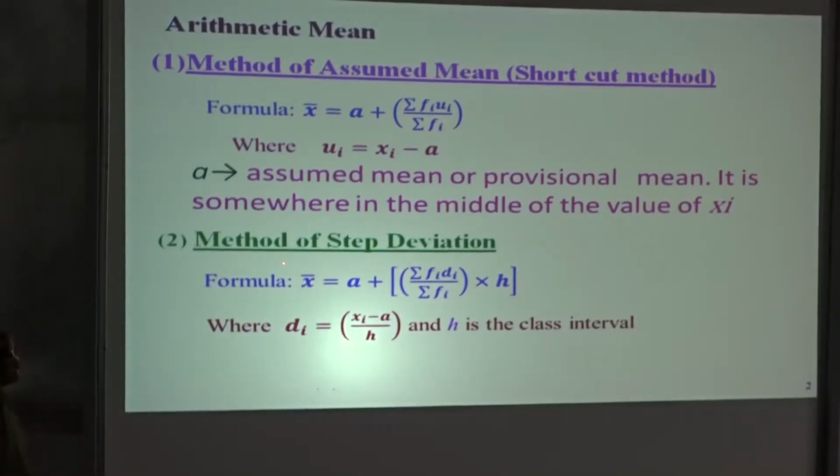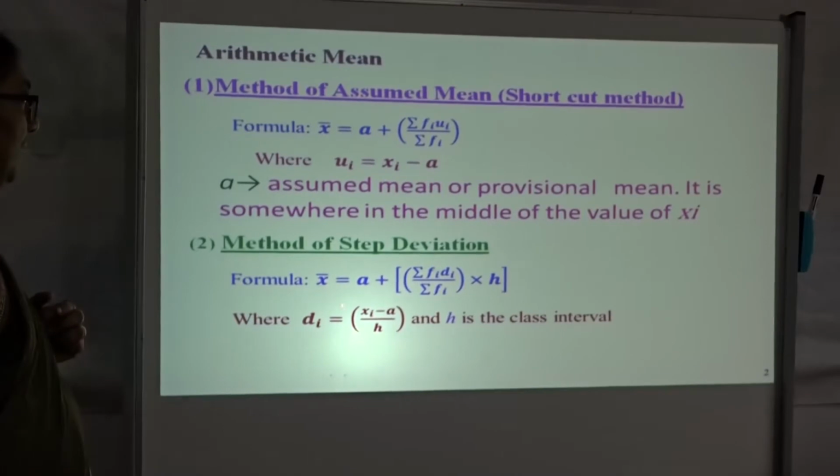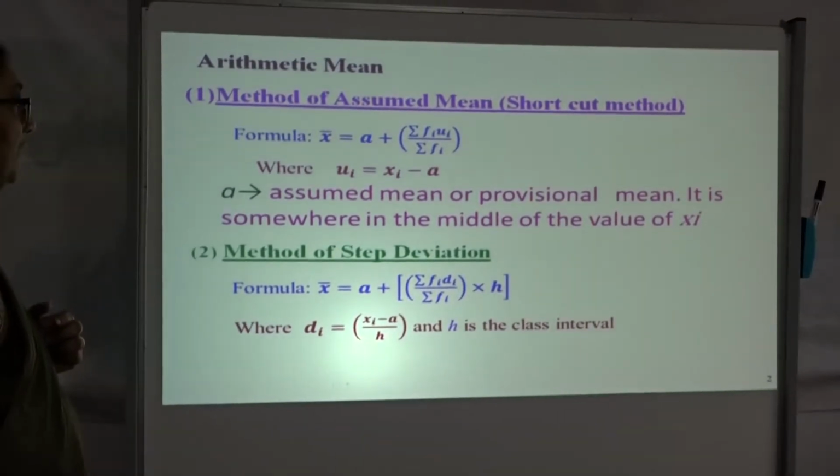The other method is the method of step deviation. It is similar to the formula for the assumed mean, but a little bit different. The formula is x bar equals a plus summation fi di divided by summation of fi, the whole thing multiplied by h, where h is the class interval and d is xi minus a divided by h.